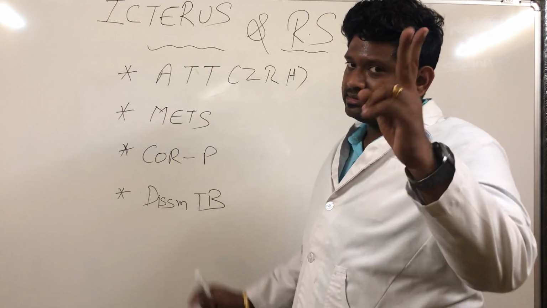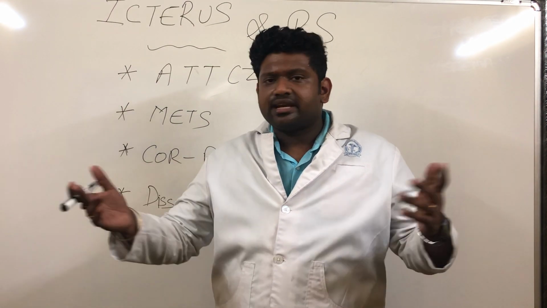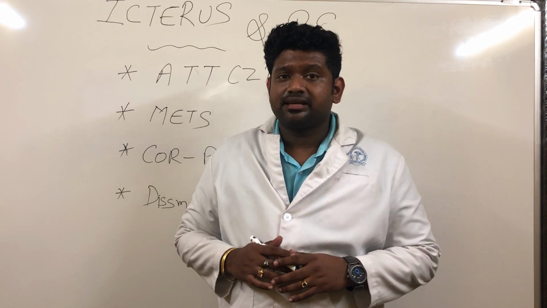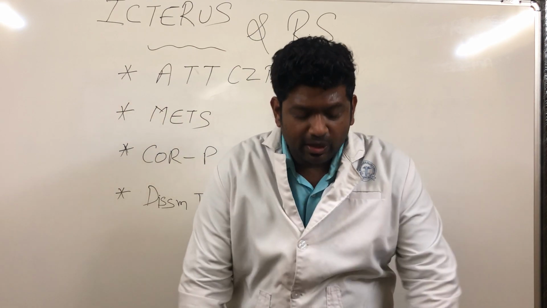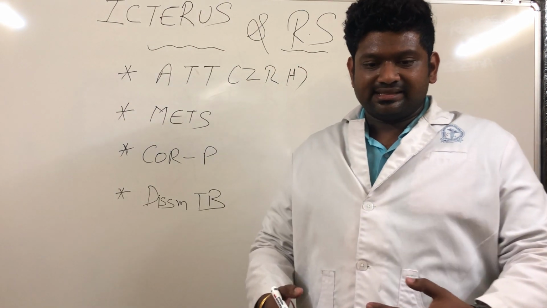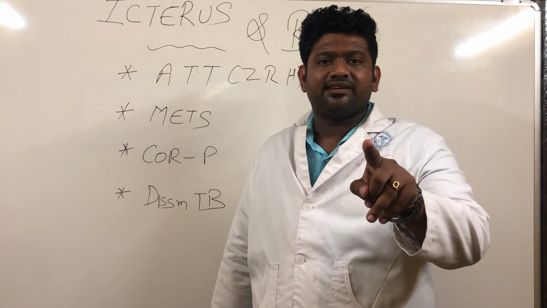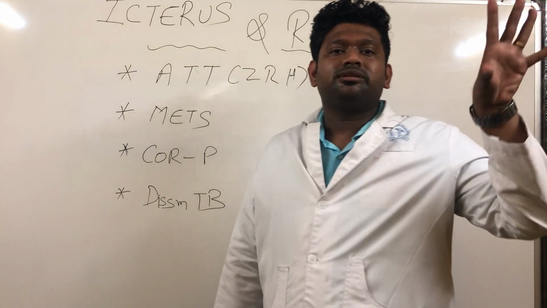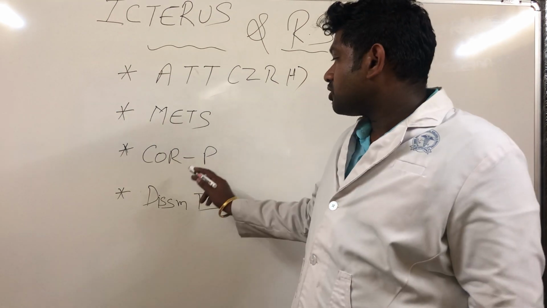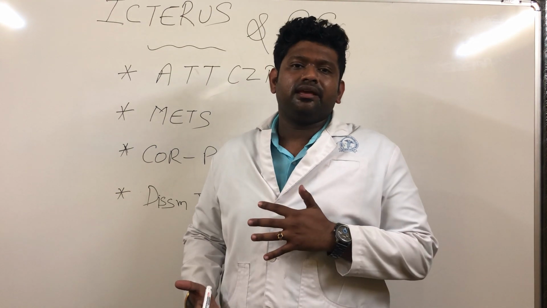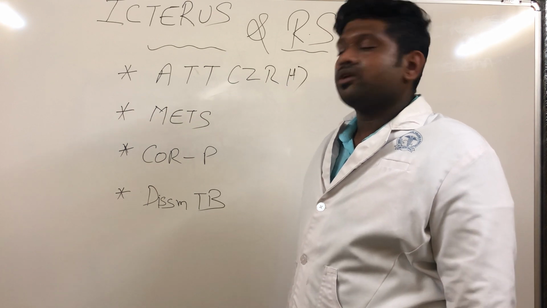So mets is the second differential. Third, suppose the patient has long-standing COPD, long-standing ILD, long-standing bronchiectasis, and is presenting to you with jaundice. Additionally he is having swelling of legs, pedal edema, ascites, jaundice, raised JVP. What will you think of? Definitely I will think this patient has developed right heart failure secondary to this lung pathology. It is called cor pulmonale, cor P. Because of the congestive hepatomegaly, they can develop jaundice. So my third differential diagnosis will be cor P.